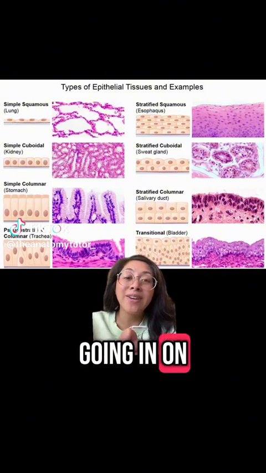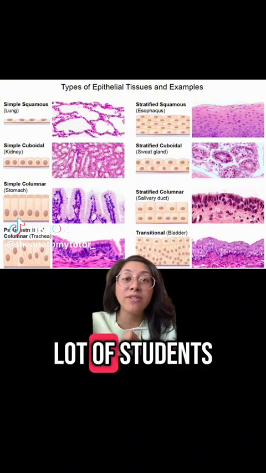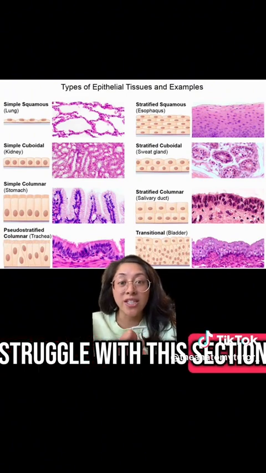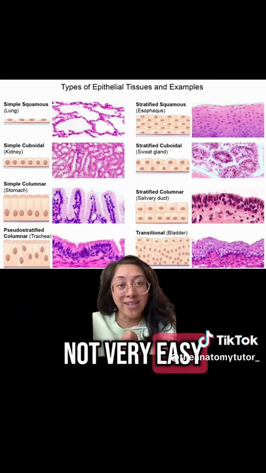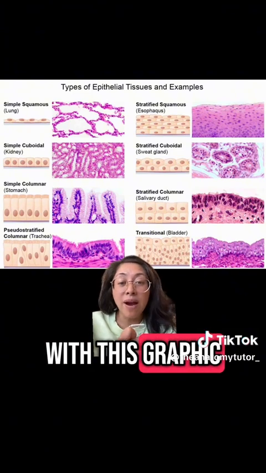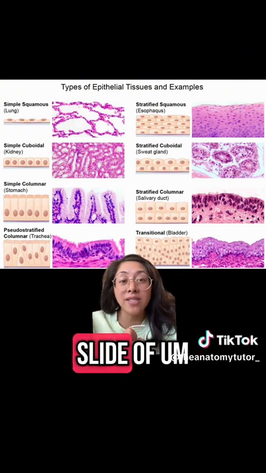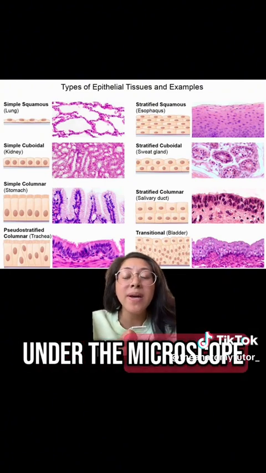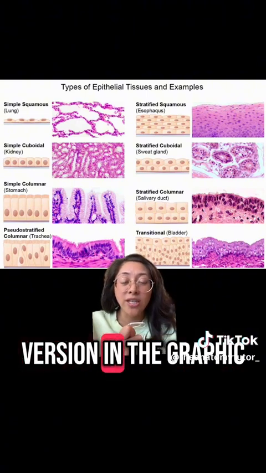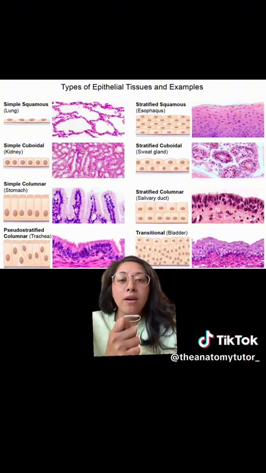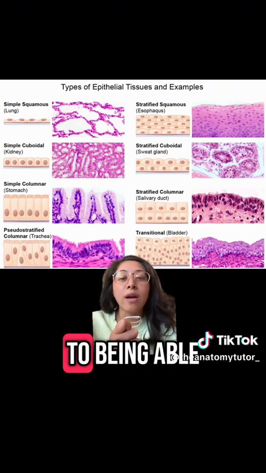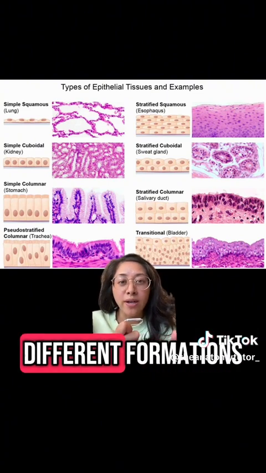All right, so I'm going in on epithelial tissue again, just because a lot of students seem to really struggle with this section, and histology is not very easy. With this graphic, you have two pictures. There's the actual picture of a slide under the microscope, and then there's also the simplified version in the graphic.